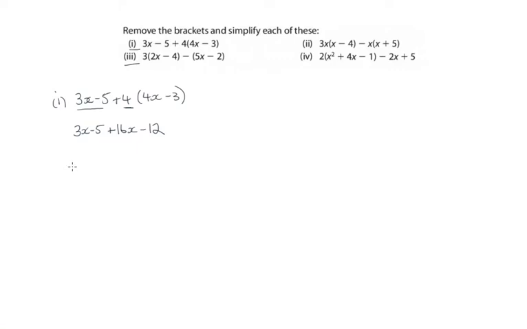Can we simplify this? Yes, we can. 3x adds to plus 16x. So that would be 19x. And minus 5 minus 12, that would be minus 17. And that's our answer. And then over here, 1, 2, 3.